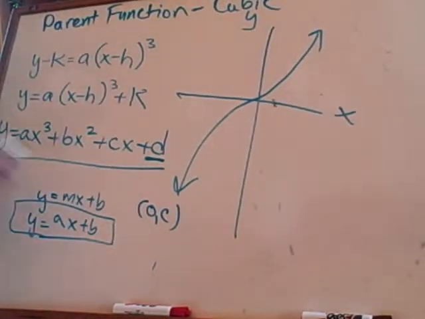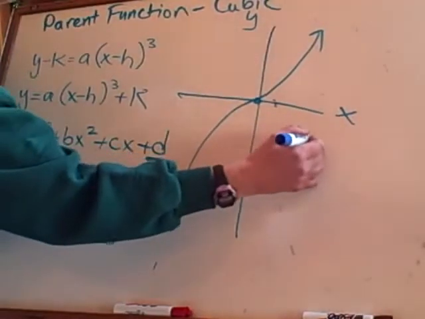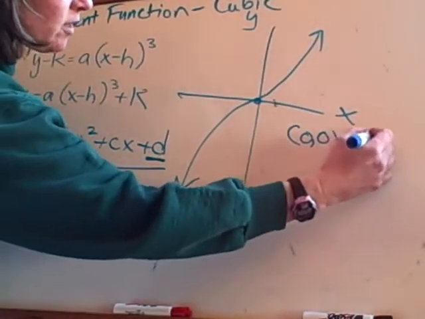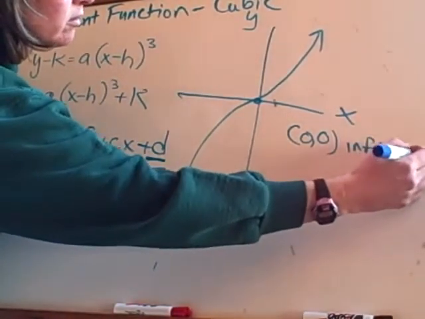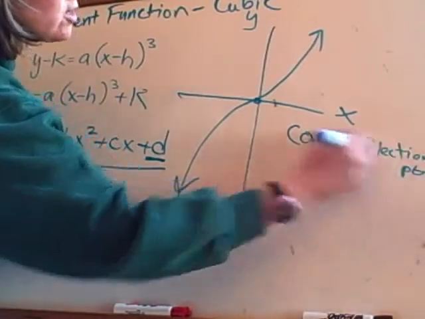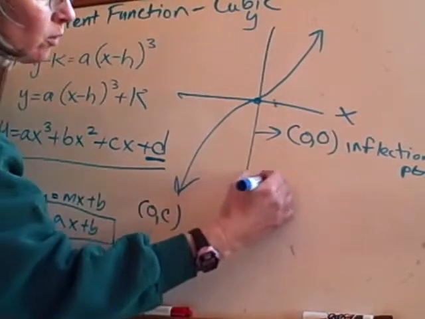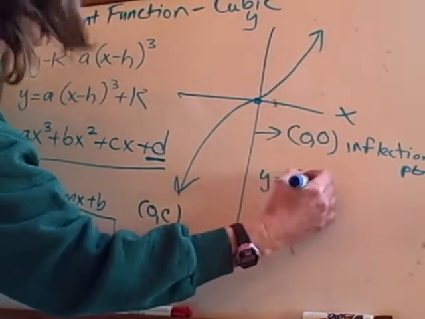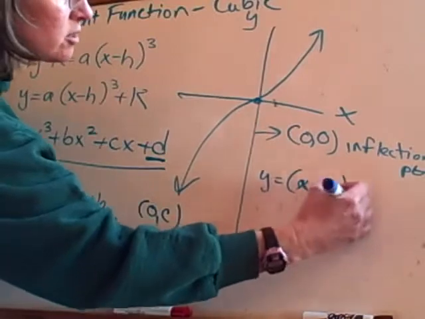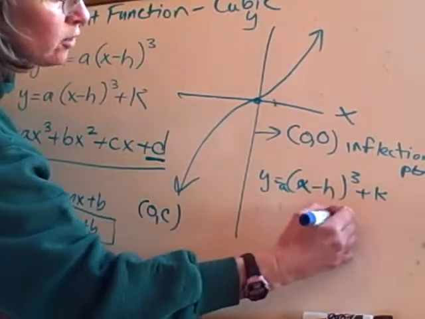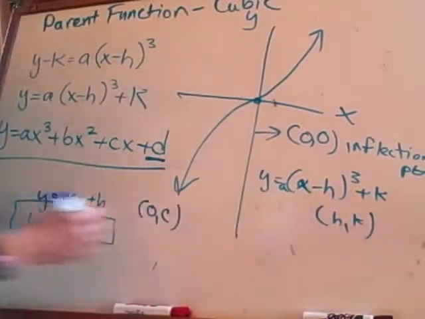All right, locator points. One of the most important points on this whole graph is at 0, 0. It is your inflection point. So you probably want to write that inflection point, even though it's already down there below. I would put these locator points right below your graph there. And then if you have the form y equals a times (x minus h) cubed plus k, then your locator point there would be h, k.